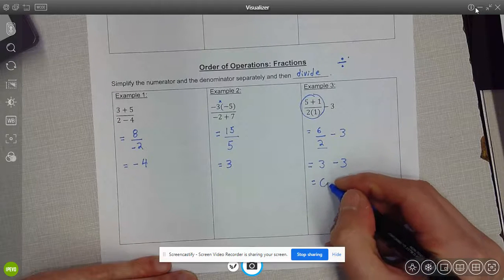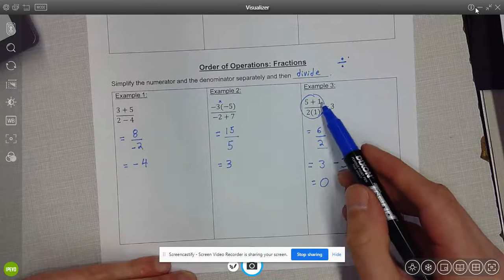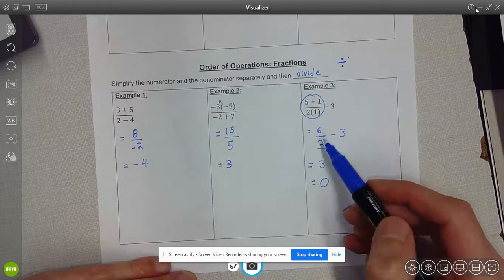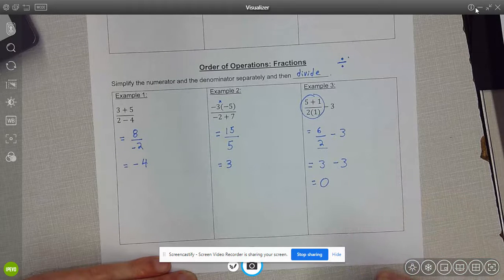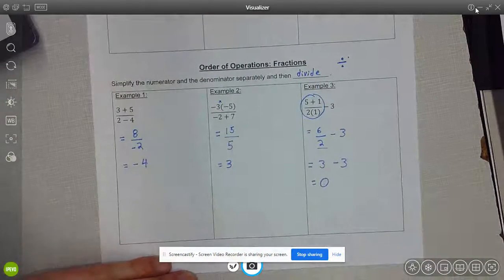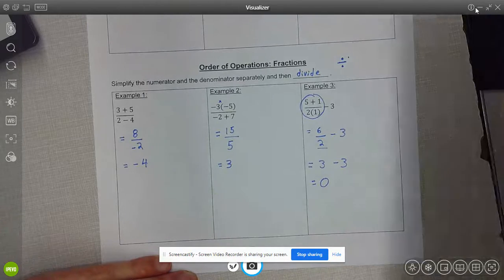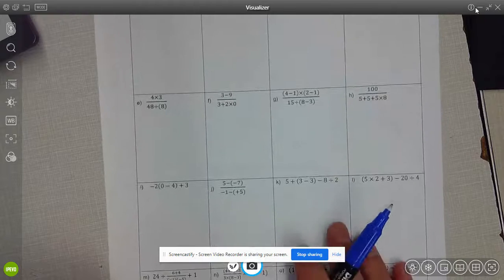Okay, so if we have a fraction with operations on the top and the bottom, I want to reduce to one number and then divide before I continue with my order of operations problems. So what we did in class, and if you didn't get a chance to finish, or you weren't in class, or you just want to do some extra practice, in your booklet you have 16 problems where you're doing order of operations with brackets and fractions.